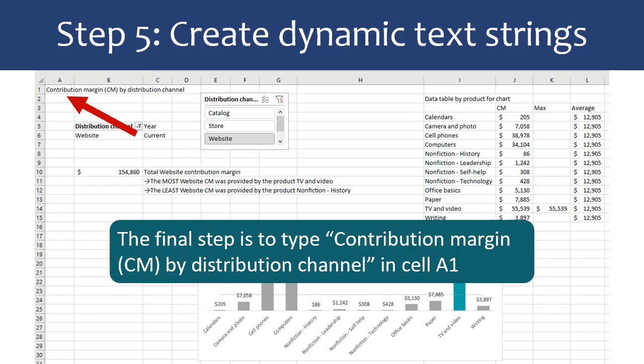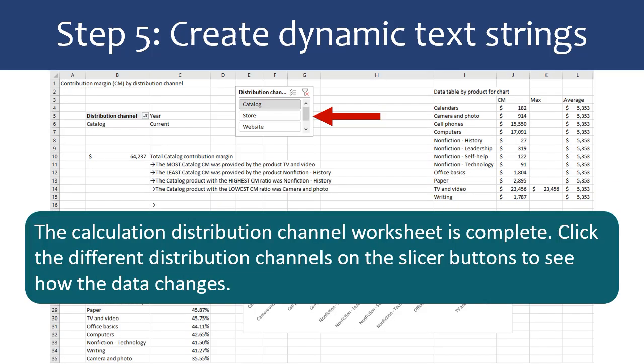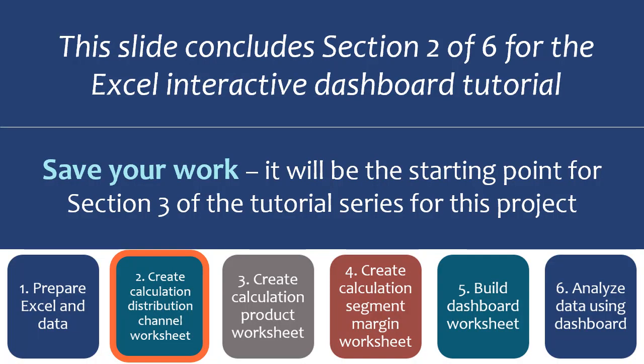The final step is to type contribution margin, CM, by distribution channel in cell A1. The calculation distribution channel worksheet is complete. Click the different distribution channels on the slicer buttons to see how the data changes. We are now done with section 2 of this project. Please save your Excel file. You will be using the file for the next section of the project.